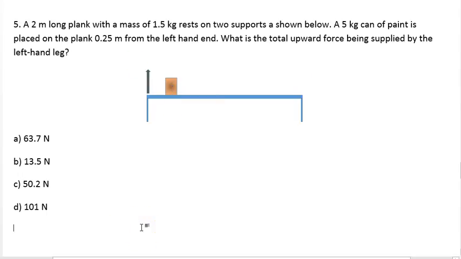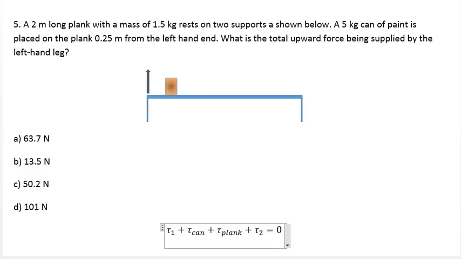And so if we look at the torque equation, the sum of all of the torques: tau 1, which is the torque due to the leg on the left-hand side, plus tau can, the paint can, plus tau of the plank, plus tau 2 equals 0. And tau 2 is the torque due to the force on the other end. Now, what we're after is this force over here, and that's in this tau 1.